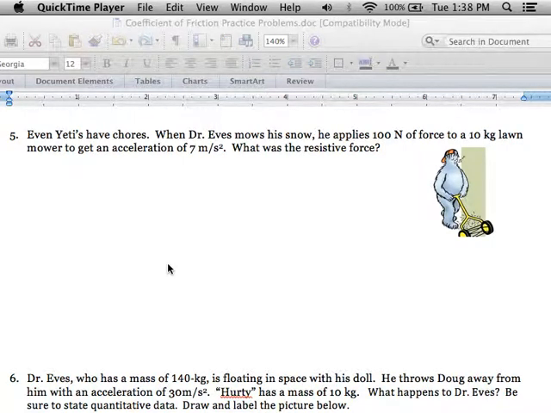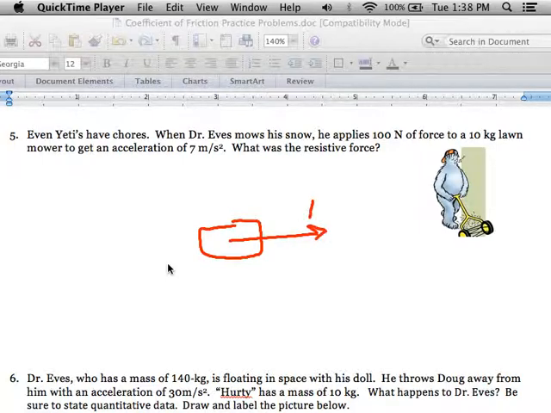All right. So let's take a look at this problem. We have the lawnmower, or when he is mowing the snow. So as always, we want to start out with a force diagram. Okay. So we have our object here. And from our object, we can see that he applies 100 newtons of force in the center.